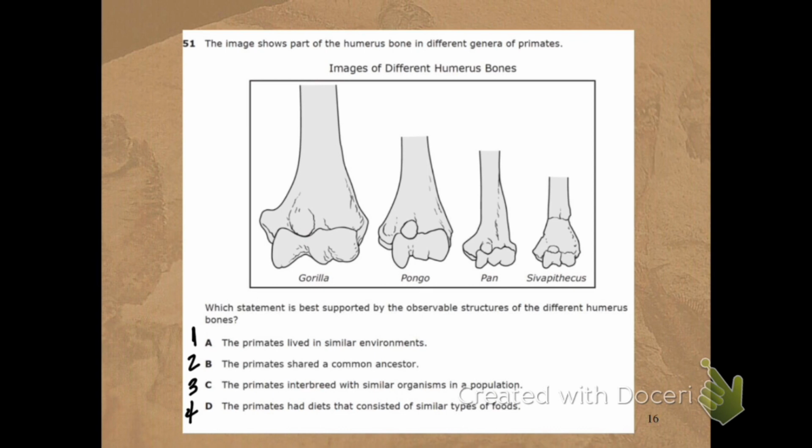Is it 1, these primates all lived in a similar environment? Is it 2, the primates shared a common ancestor? Is it 3, the primates interbred with similar organisms in a population? Or is it 4, the primates had diets that consisted of similar types of foods? Choose your answer and hold it high. Be proud. Please tell me you chose 2. They all shared a common ancestor.